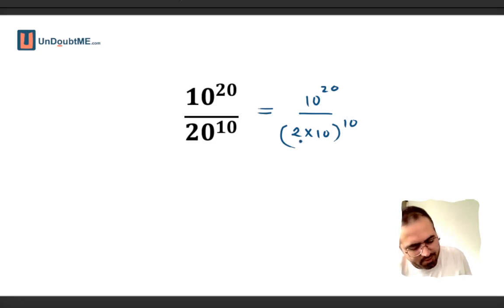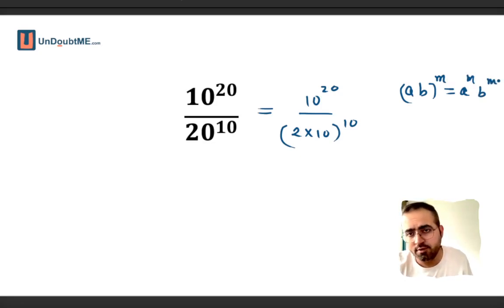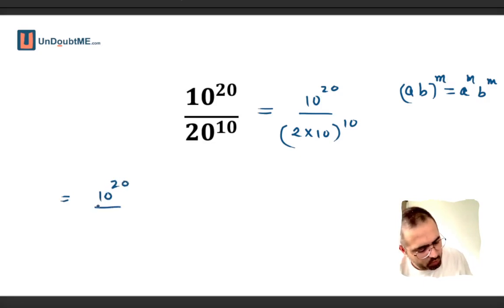Then we can individually apply power 10 to both the terms using this rule. If I have ab raised to the power m, then it will be a to the power m times b to the power m, meaning powers can go individually to both the terms. So that will give me 10 to the power 20 over 2 to the power 10 times 10 to the power 10.